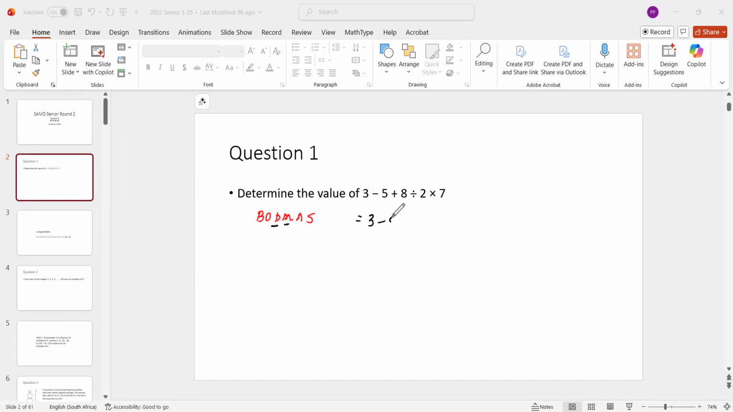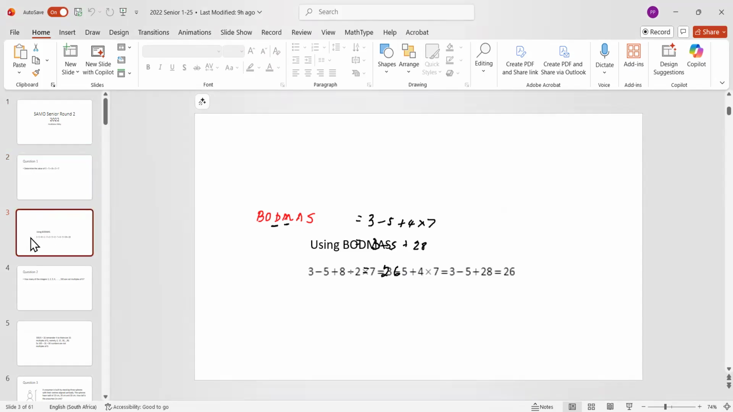So therefore you divide first, 8 divided by 2, then multiplication. So it's 3 minus 5, 4 times 7 is 28, 26. Okay, that's a very simple start. So not much mathematics. It's just testing to see whether you remember this rule.